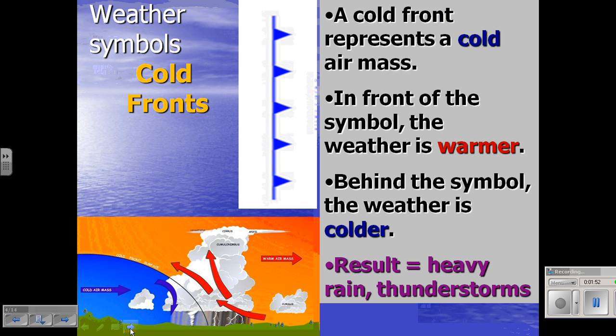So on your sheet, you have a place to put all this information about cold fronts. Once again, you need to have your symbol for your cold front. Remember that the cold front is that area of cold air that's coming in and pushing a warm air mass out of the way. The cold front itself acts like a big wall where the warm air gets pushed up really quickly up over the top of the cold air.